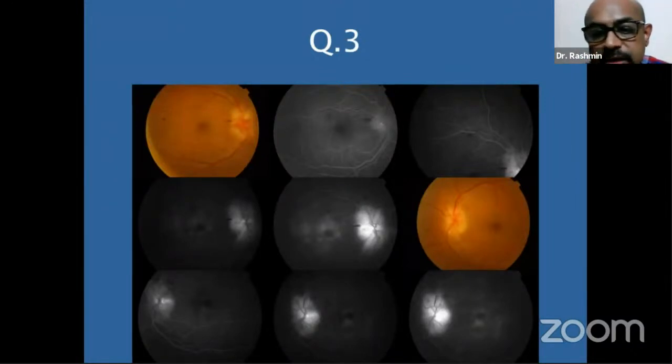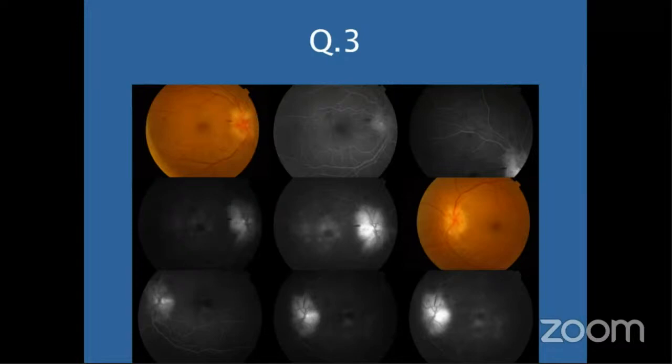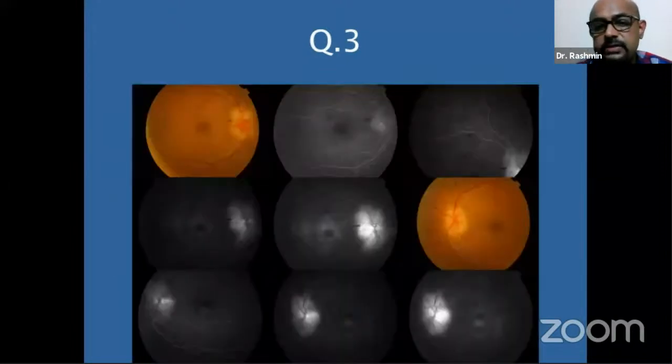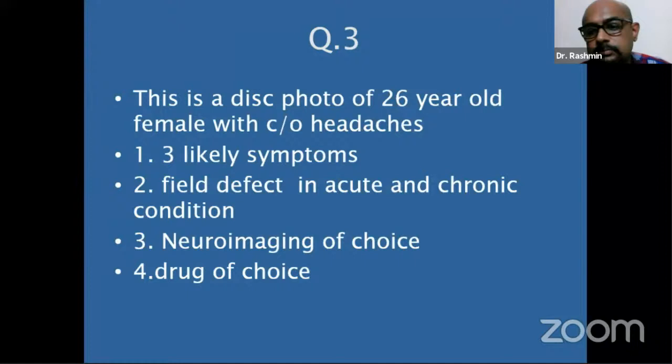Akshaydev. Yes, sir. You have 20 seconds to look at this photograph. All right. I'm going to give you the history. This is a disc photograph of 26-year-old female. She complains of headaches. Go back and see this. 26-year-old female with complaints of headaches. Go ahead.